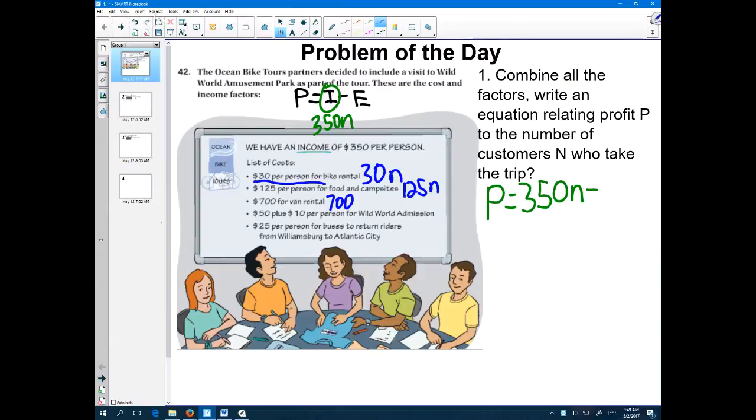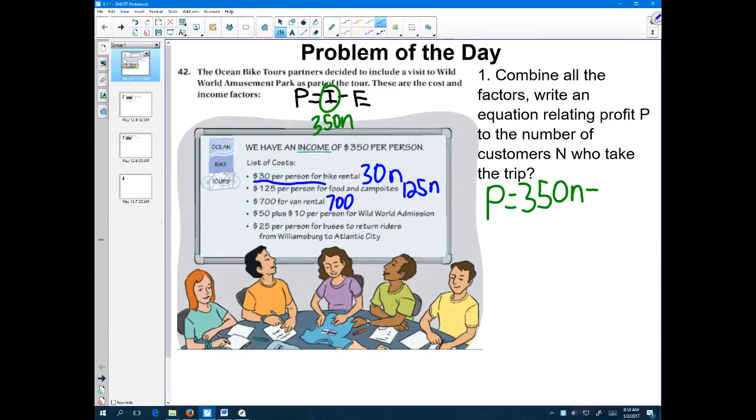Okay, close, not quite. We can't combine the two, they're different things. One is just $50 and one is $10 per person. You can't combine those, they're different. So you can't combine the 10 and the 50. I'll let you know that right now. Okay? What do you got, Elliot?